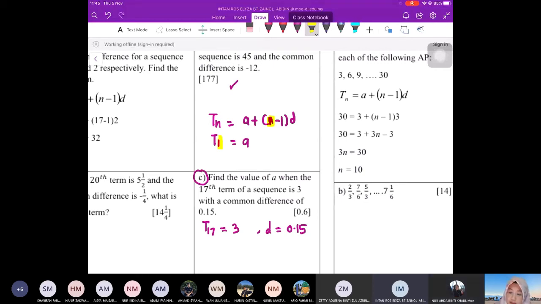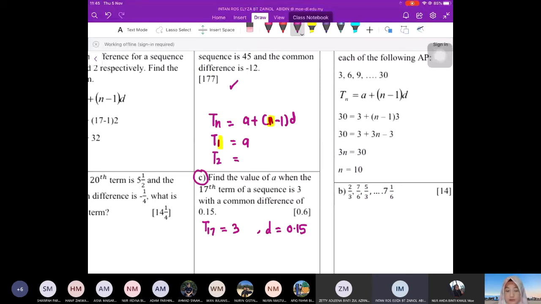Okay. Lepas tu now laju-laju pula. What is T2? Sebab saya nak you all buat benda ni dah ada dalam kepala dah. You know that what is T2? T2 dia akan jadi a plus (n minus 1)d, n tu 2. So kalau 2 minus 1 dia jadi 1. 1 times d dia akan jadi d. So what is T2? Saya nak benda ni ada dalam kepala you. Oh, T1 is a, T2 is a apa? a plus d. Nampak? Yang d tu dia akan kurang satu daripada n tu.